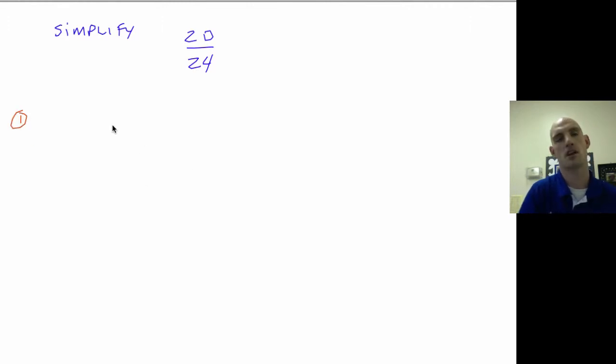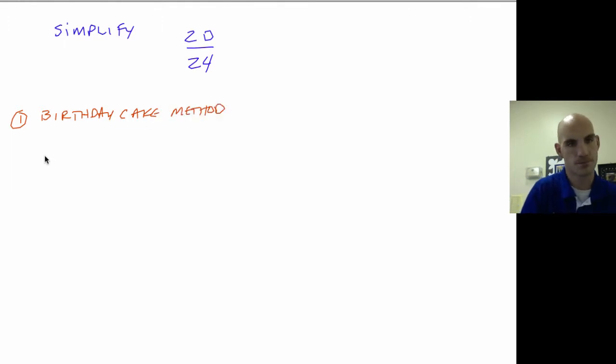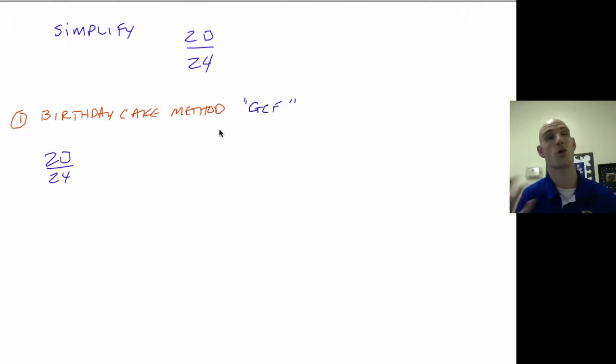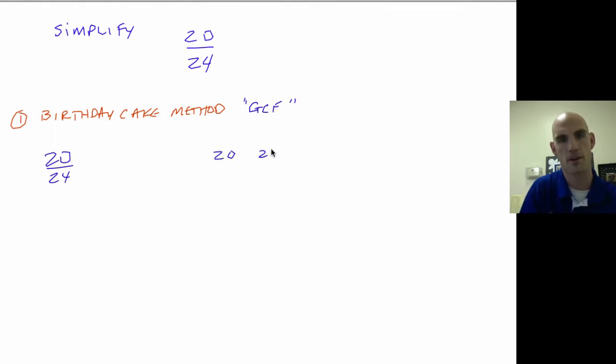Method number 1, we're going to call it the birthday cake method. You take your fraction, 20 over 24, and we're going to find what we call the greatest common factor. This is the shortest way to get right to the answer, but you got to do a little pre-work beforehand. So what I'm going to do is I'm going to take 20 and I'm going to take 24 and I'm going to find the greatest common factor.